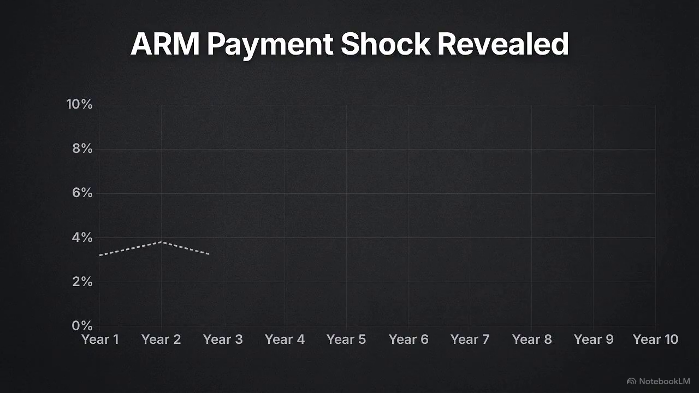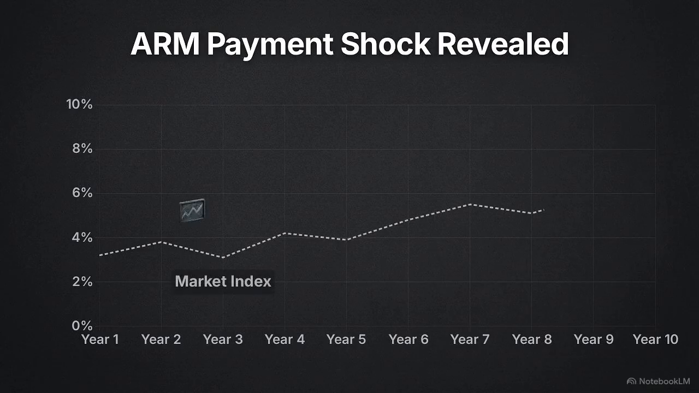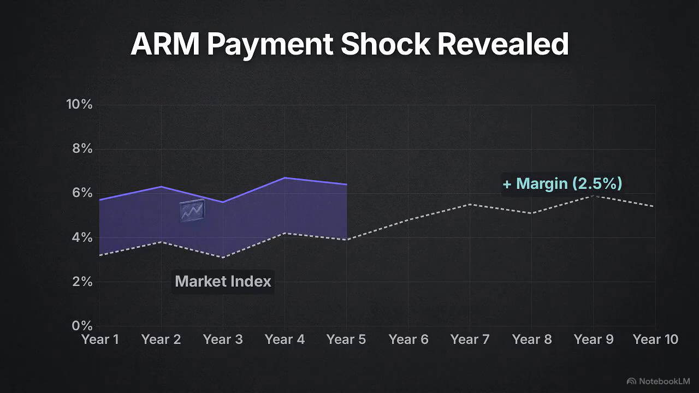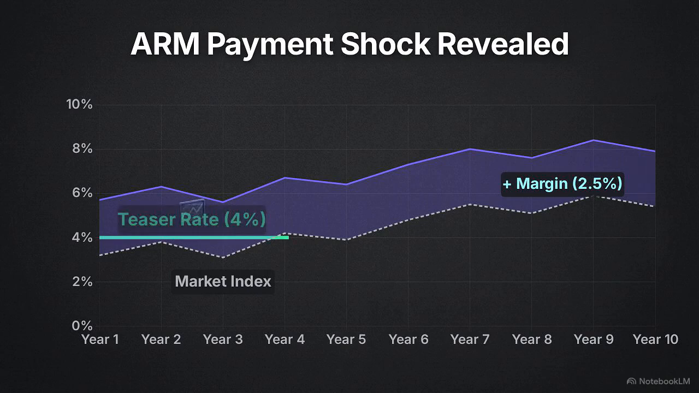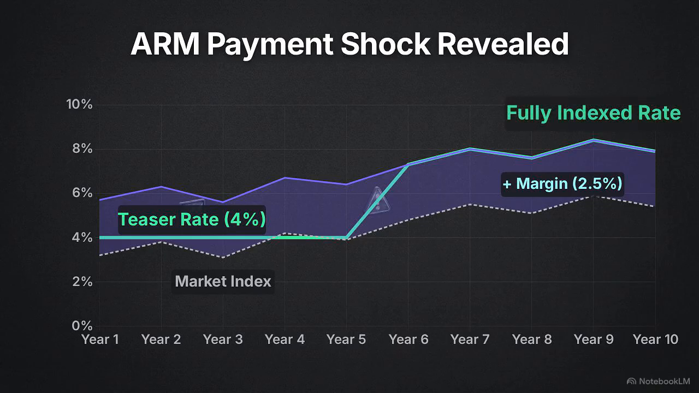It starts with the index, a benchmark interest rate tied to financial markets, like Treasury securities, that fluctuates with the broader economy. Added to that index is the margin. The margin is a fixed number of percentage points the lender sets to cover their costs and guarantee their profit. It remains constant throughout the life of the loan. The index plus the margin equals the fully indexed rate. This combined number is the mathematical reality the borrower will face once their introductory rate expires.